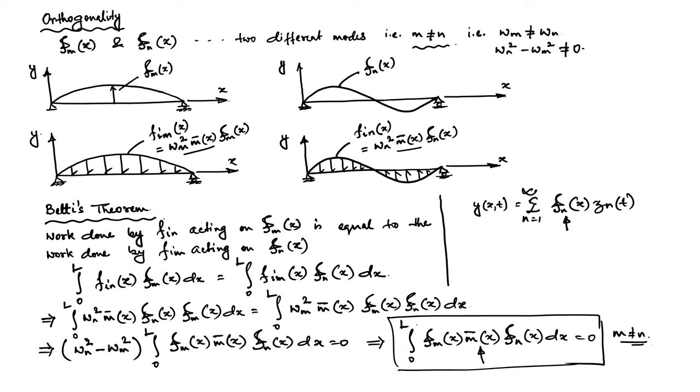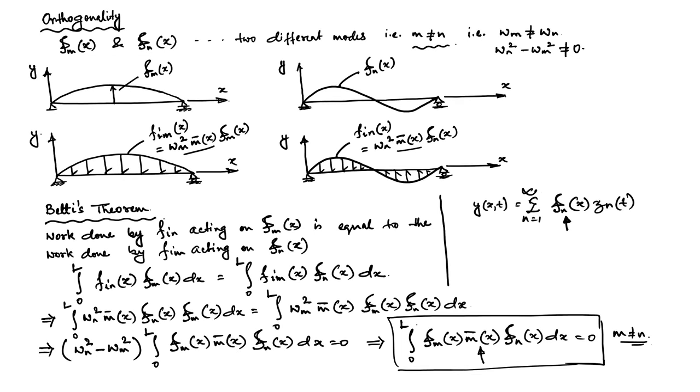Obviously, if we consider m bar x to be constant, then it comes out of this integration. That is a special case, but otherwise when we have a distributed mass, the mode shapes are orthogonal with respect to the distributed mass. As we noticed in the case of a discrete system, the mode shapes were orthogonal with respect to the mass matrix, and because mass is related to stiffness through natural frequency, we could modify this expression and prove that the mode shapes were also orthogonal with respect to the stiffness matrix. Here also we get similar results for two different modes. So, that proves the orthogonality of two different modes using Betti's theorem.